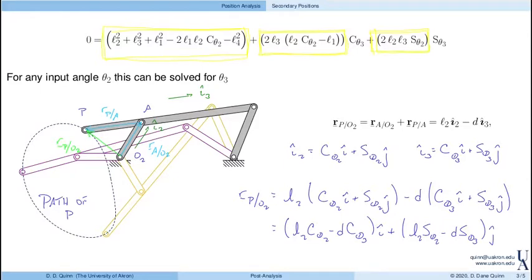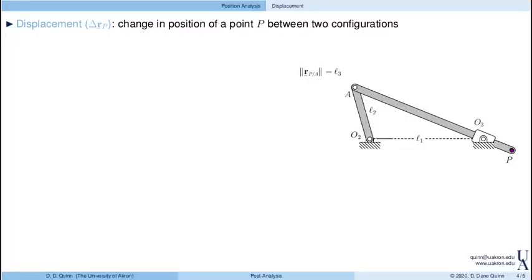So again, the loop closure equation, all this kinematic analysis that we've done, that's a step, and an important step, along the way to answering the questions that we've been asked about the configuration of the linkage. So let's see where else we can use position, and namely, that's displacement. So what is displacement? It's the change in the position of a point between two different configurations.